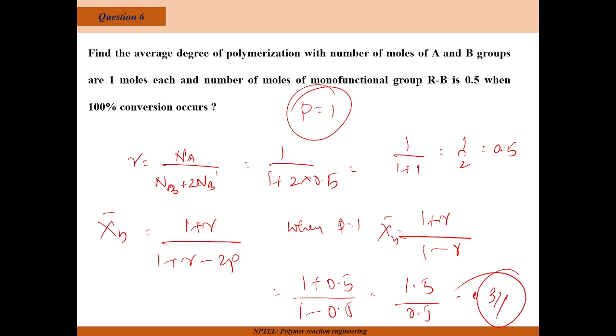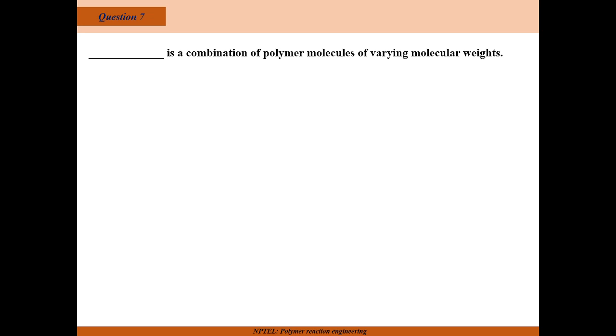Okay, so let's move on to our next question. Dash is a combination of polymer molecules of varying molecular weight. This is a very general question. So yeah, dash is a combination of polymer molecules of varying molecular weight.